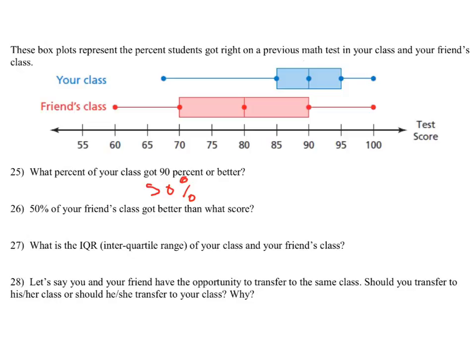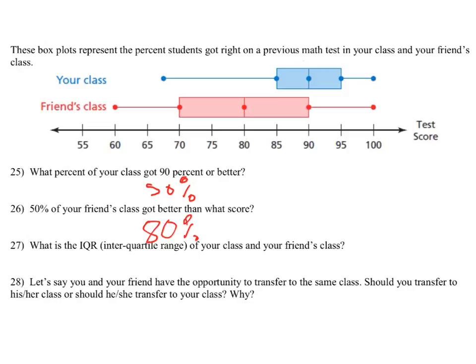See, 50% of your friend's class got better than what score? Well, if you're looking for just 50%, not 100%, that'd be right there. Everything to the right of that is 50% of your friend's class. And so that would be 80% on the test there.